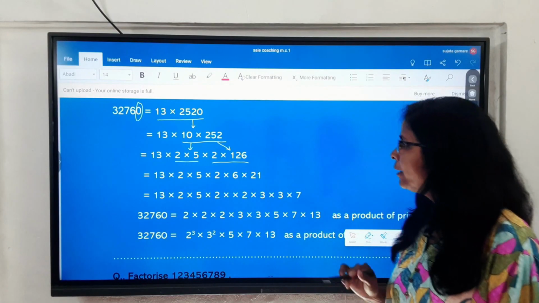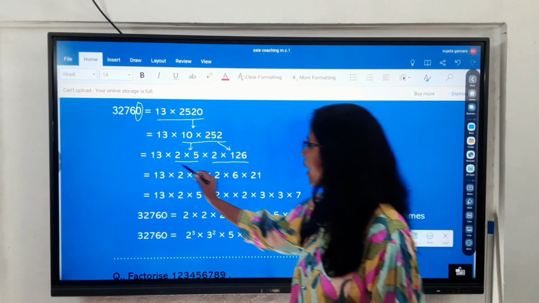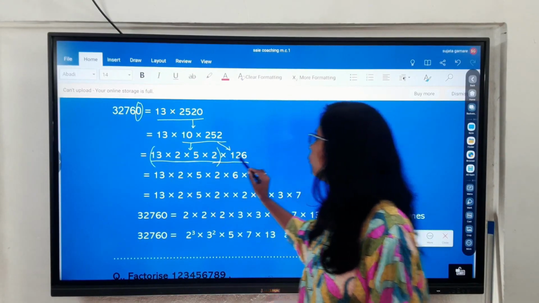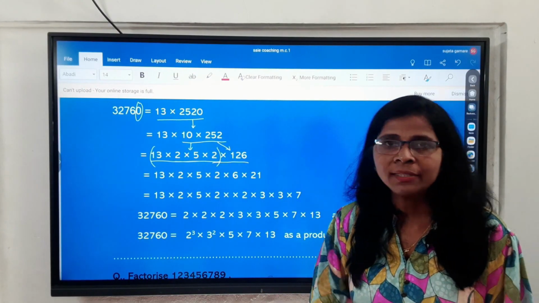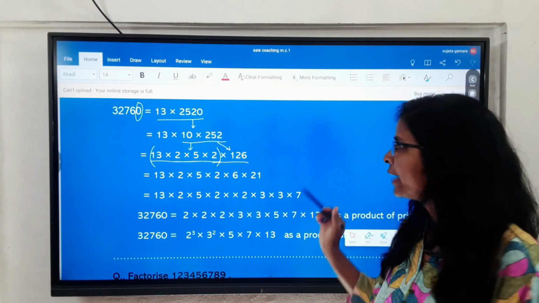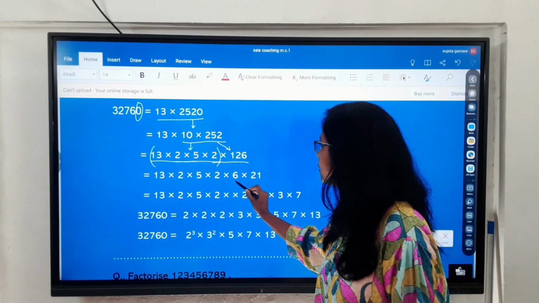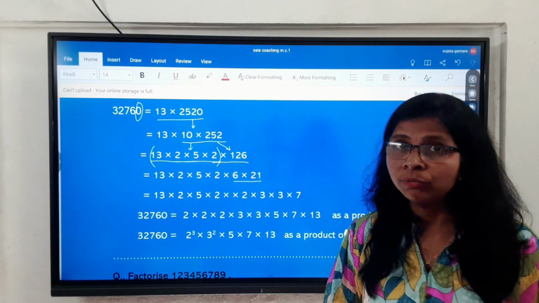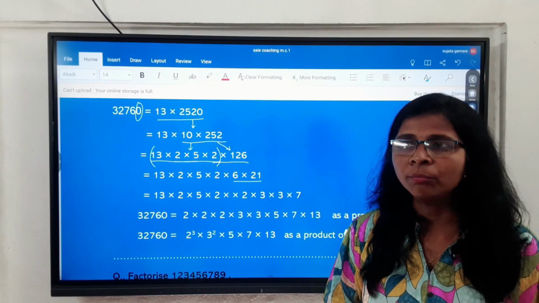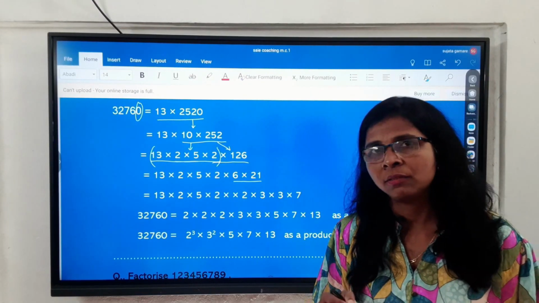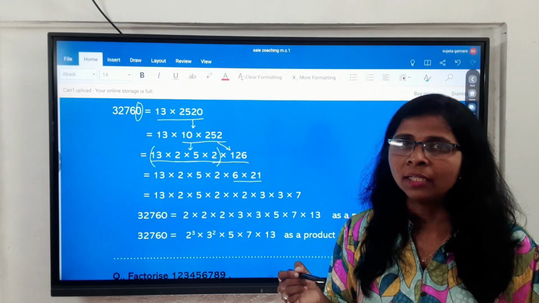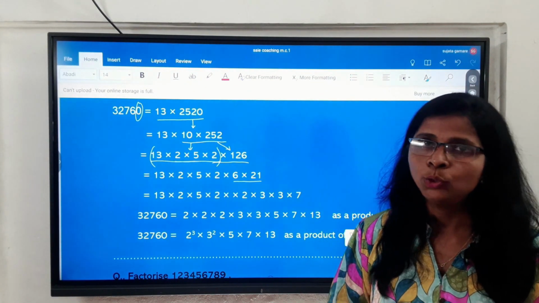Then again here, these are prime numbers, but 126, factorize 126, which is a composite number. So factorize 126 as 6 into 21. It does not matter which number you take first. You take any way which is easy.